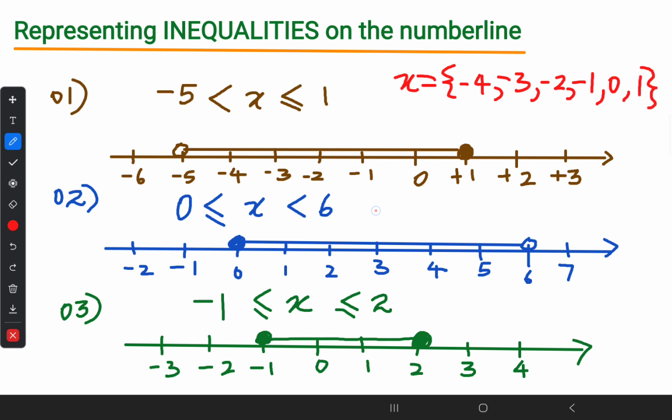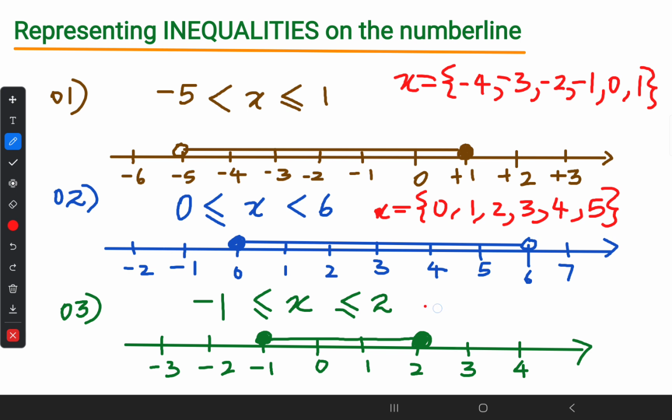In this case, 0 is included because the inequality has an equal mark. And thereafter we will have 1, 2, 3, 4, 5. 6 is not included because there is no colored portion with the inequality, only the inequality. That means that value doesn't belong to this particular region.